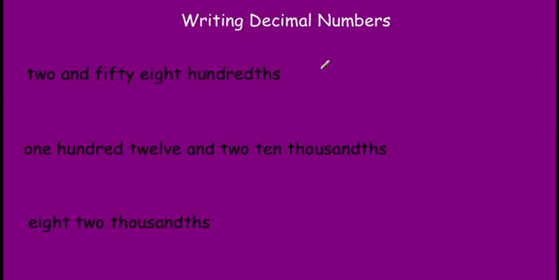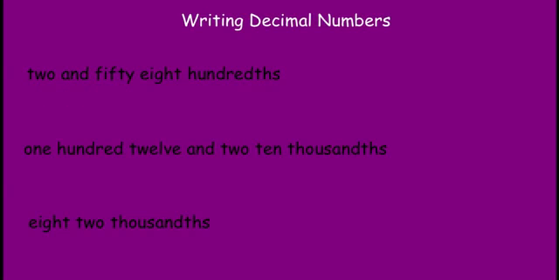Okay, next you need to know how to write decimal numbers when you're given them in word form. So if we look at this first one, 2 and 58 hundredths. So you just learned how to write it out in words when you are given. Just start over. Okay. Let me erase this.